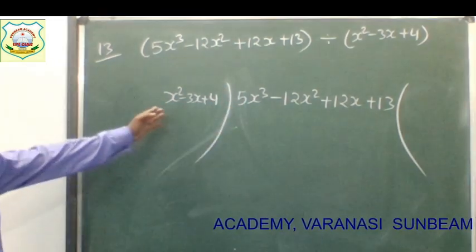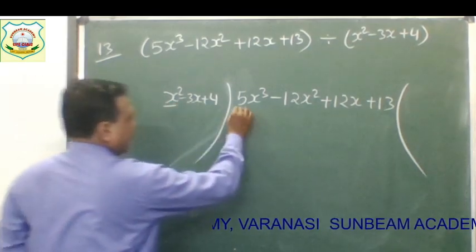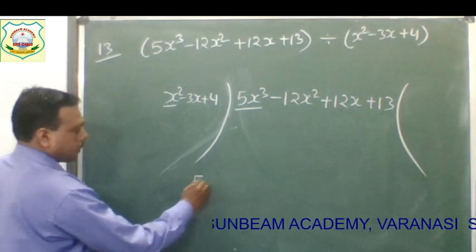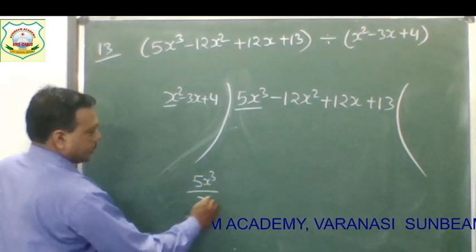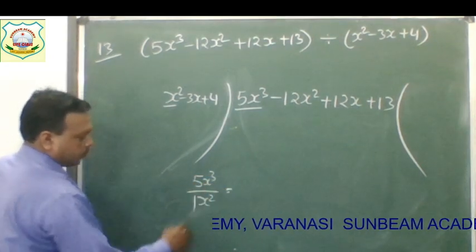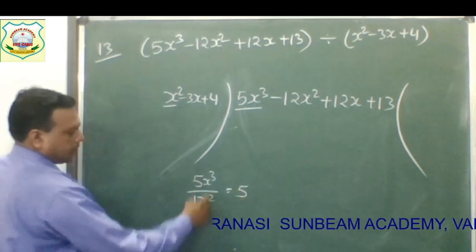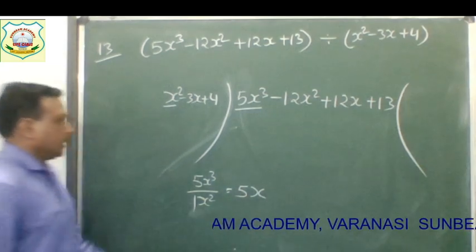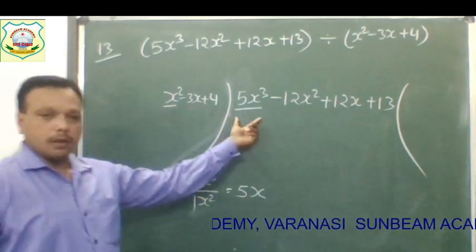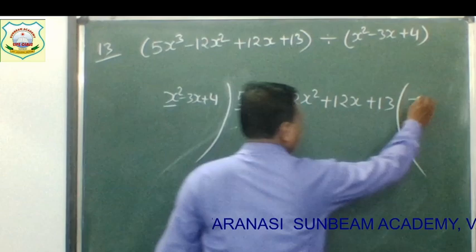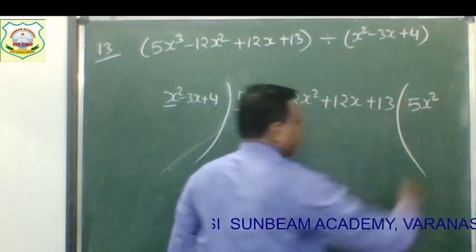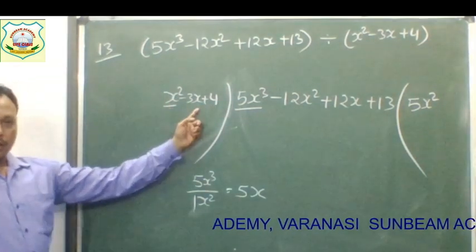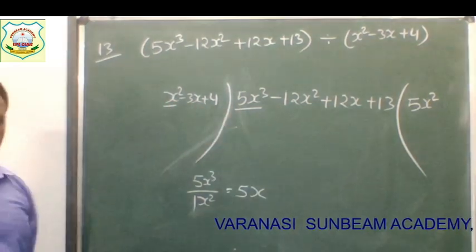Clear, students? So x square is here, and here is 5x cube. Simple, 5x cube upon x square. Here 1 divided to 5 will come, x power 3 minus 2, so x will come. 5x into x square, 5x cube will come. So here we will write 5x cube. And one more thing, students, here is the plus sign, so sign will not change here. Whatever sign is here, I will write the same sign.